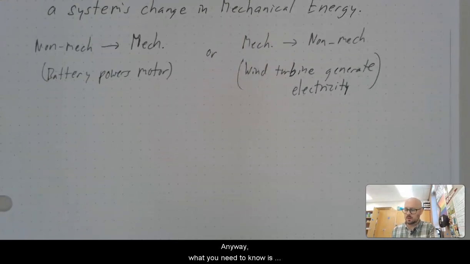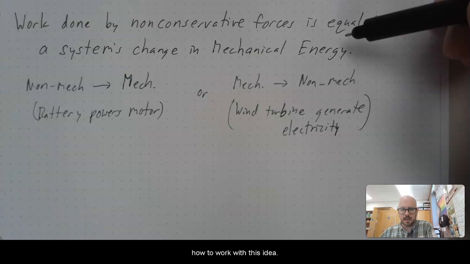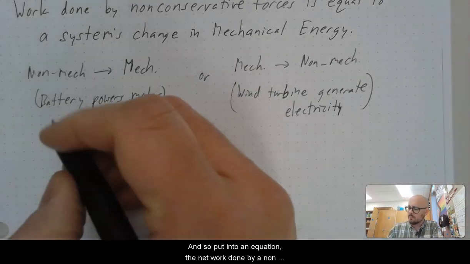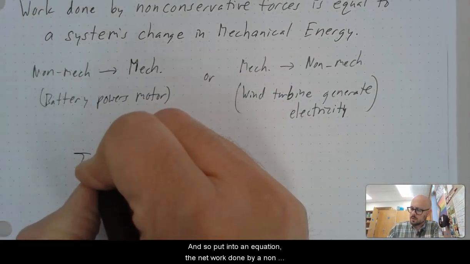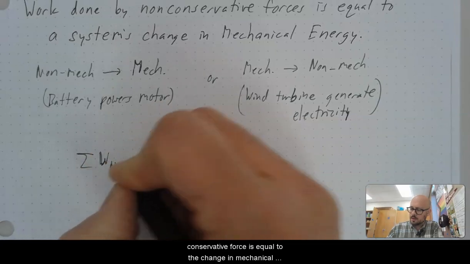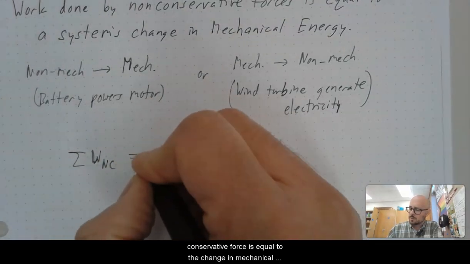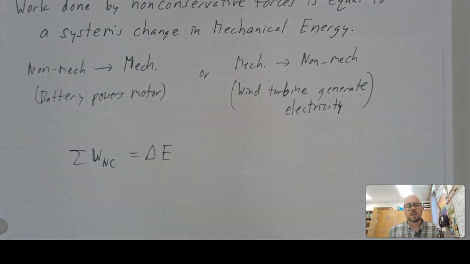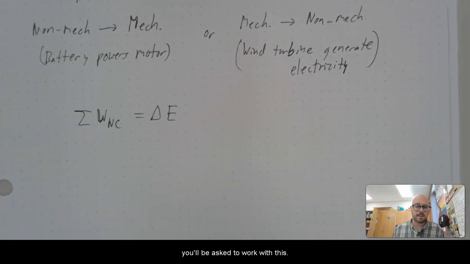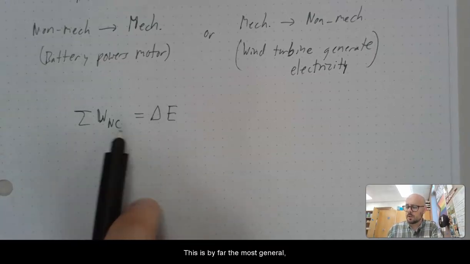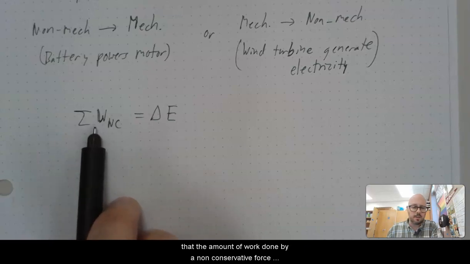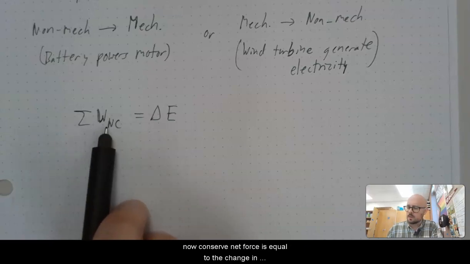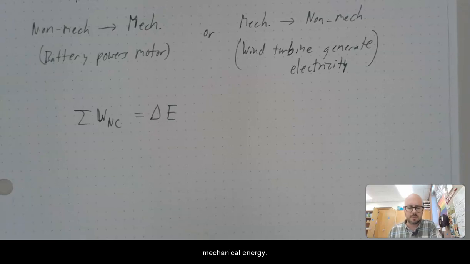Anyway, what you need to know is how to work with this idea. Put into an equation, the net work done by a non-conservative force is equal to the change in mechanical energy of a system. Now, there are multiple ways that you'll be asked to work with this, and multiple ways you can work with this in an equation. This is by far the most general: the amount of work done by a non-conservative net force is equal to the change in mechanical energy.